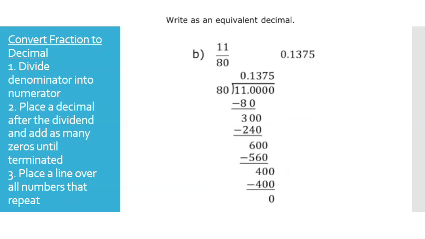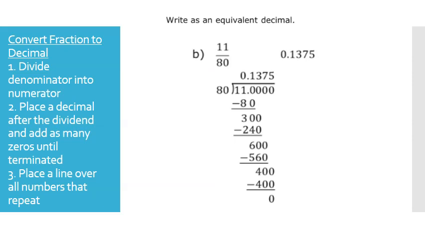Here is the same thing. You can see that 11 becomes the dividend, 80 becomes the divisor. And we don't have any moving of any decimals because 80 is our divisor and it's a whole number, so that's fine. We just leave the dividend the way it is. We do put the decimal point after the 11 and we add as many zeros as we want.